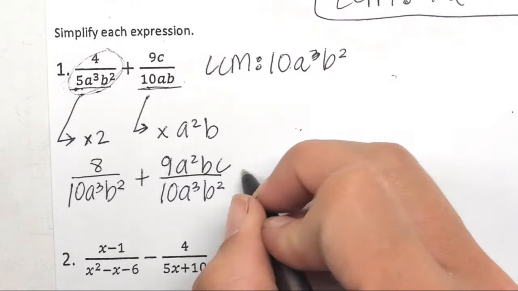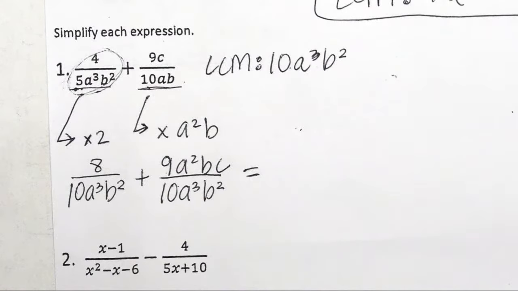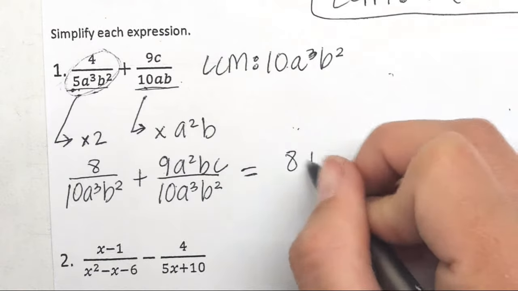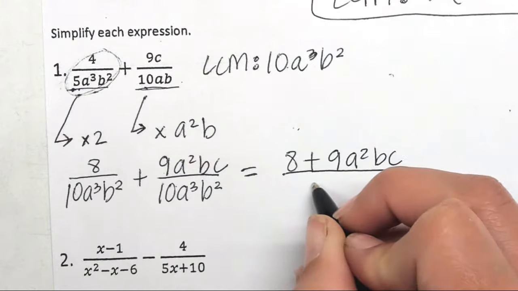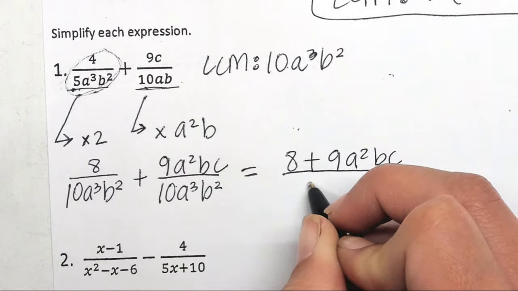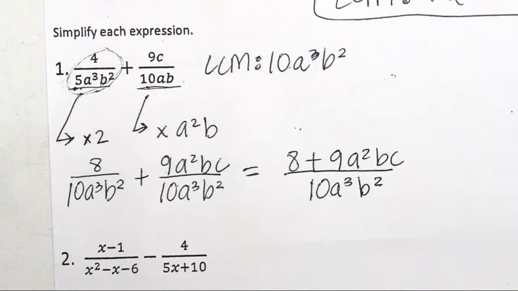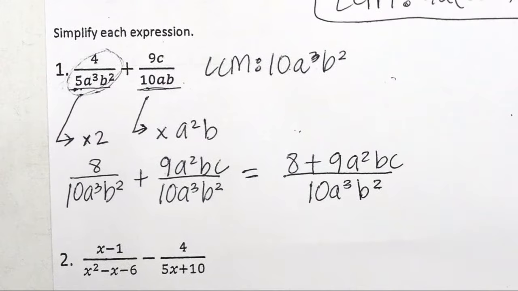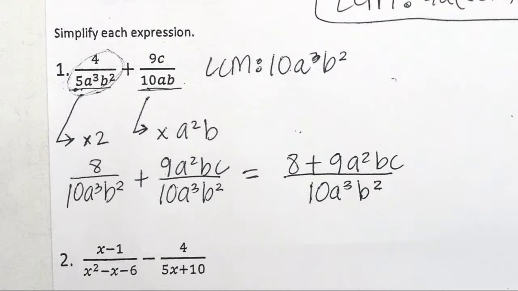So the top part right here, could I add 8 and 9A squared BC? Why? They're not the same, not coefficient. They don't have the same variables. Good. So I would leave on top 8 plus 9A squared BC, and on bottom I could put what? 10A squared or 10A cubed. B squared. Very good. Alright, could I simplify these A's right here? Or the B's? Why?